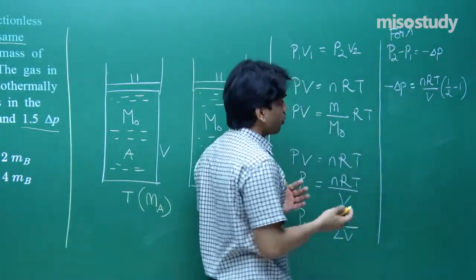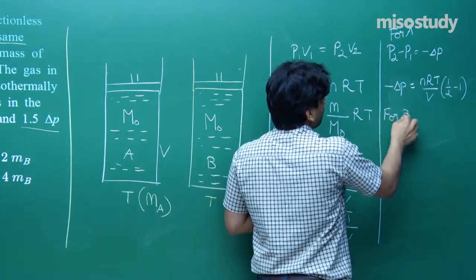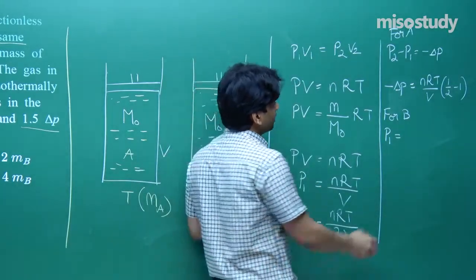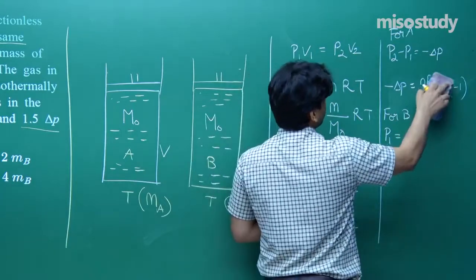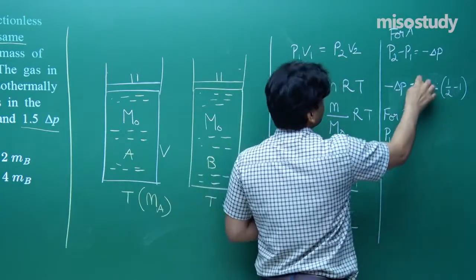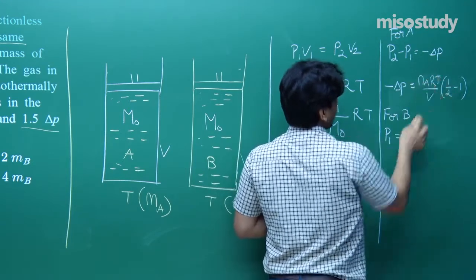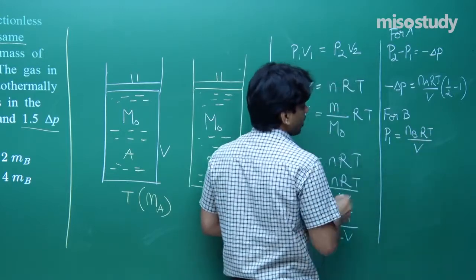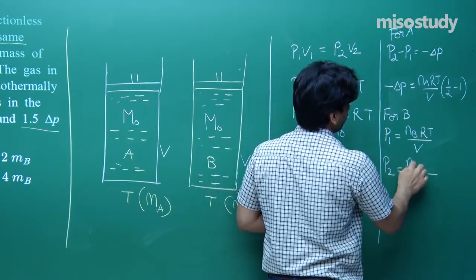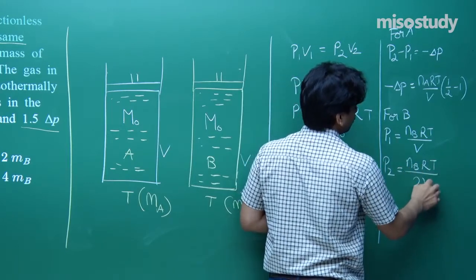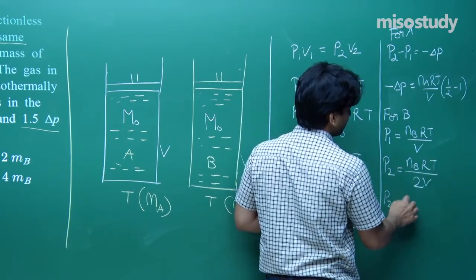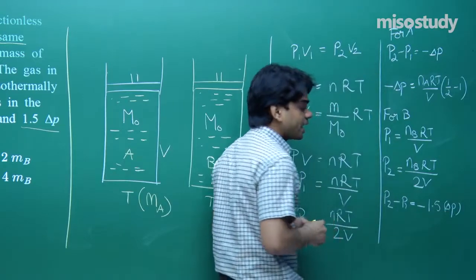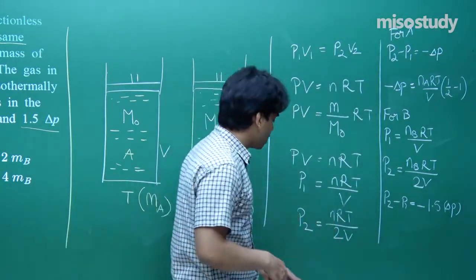Similarly for B, now you see for B, initial pressure will be still number of moles, and this is number of moles of A, let me keep here separately, number of moles of A RT, and here P1 will be number of moles of B RT by V, and P2 will be number of moles of B RT by 2V. So similarly again change in pressure P2 minus P1 is equal to minus 1.5 delta P, because final pressure will be reduced. It's given 1.5 delta P, it will be reduced, so I am using minus sign.